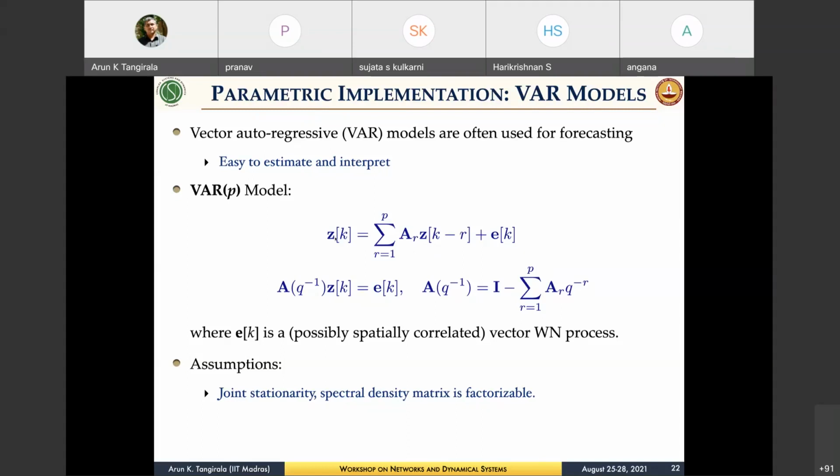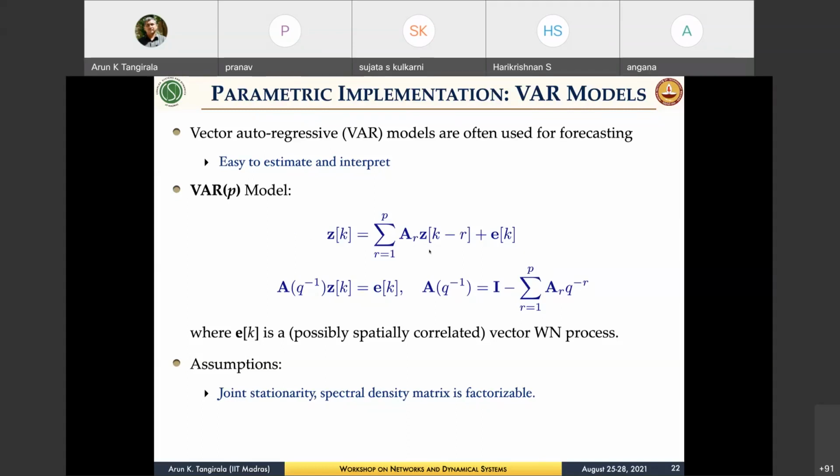Suppose I want to look at the causal relation between, let's say, Z1 and Z2, whether Z2 affects Z1. Then I look at all the coefficients corresponding to the lagged versions of Z2 in the first row. If all of them are 0, then I conclude Z2 doesn't Granger cause Z1. And then you apply this to all other variables.